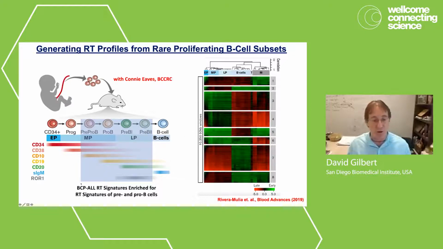And in doing so, I could get replication timing profiles from these normal developing proliferating B cells and produce RT signatures. And down here is the conclusion of that, which is that the RT signatures in BCP-ALL are enriched for RT signatures that are in pre and pro, but not primitive hematopoietic cells and primitive lymphoid cells and not mature B cells. So from those two, we believe that these are very stable and characteristic epigenetic abnormalities in replication timing that are specific to each of these cancer clones.